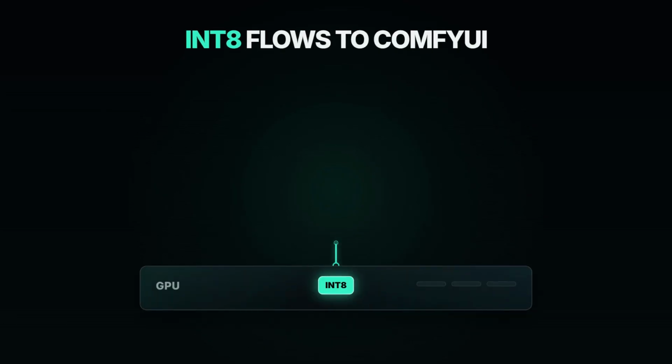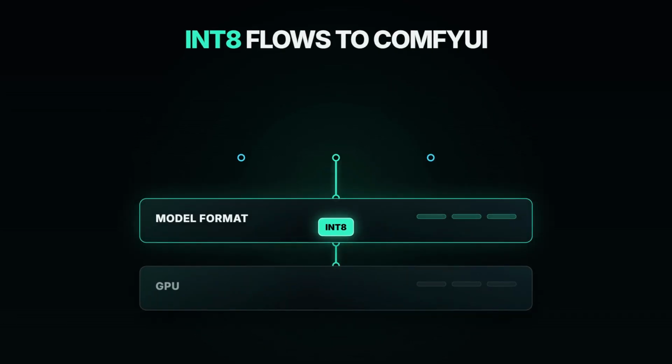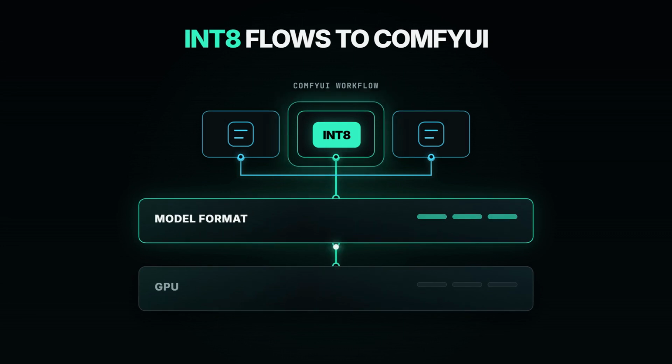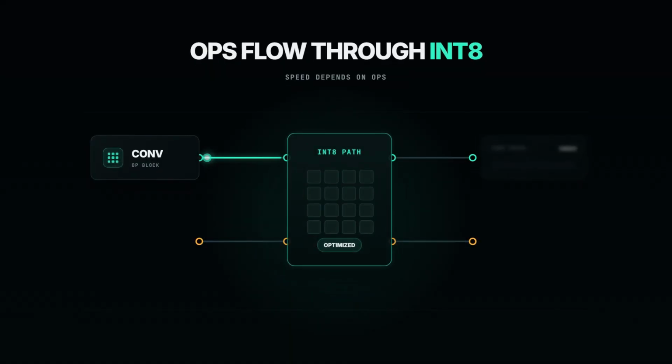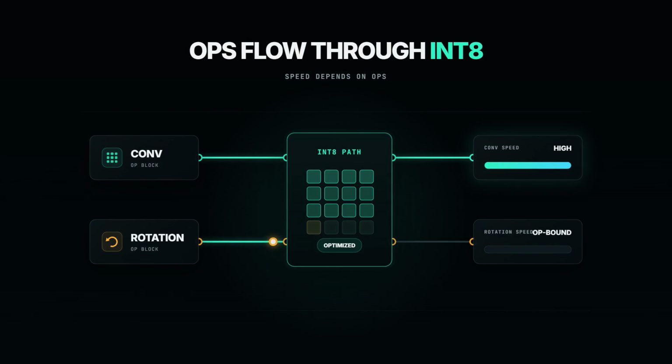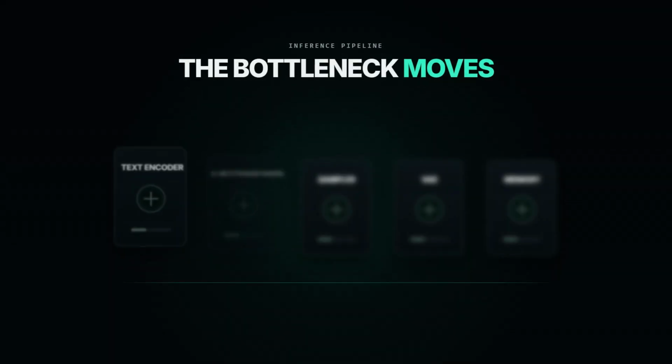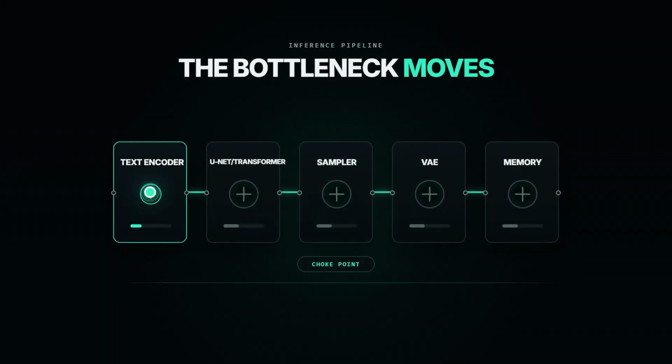ComfyUI is the interface layer where a lot of local diffusion experiments become practical. So when ComfyUI supports a format, the format becomes much easier to try. The ConvRot angle is about making certain operations work well in reduced precision. The exact speedup depends on the operation mix, not just the headline format. In image generation, the bottleneck can move.